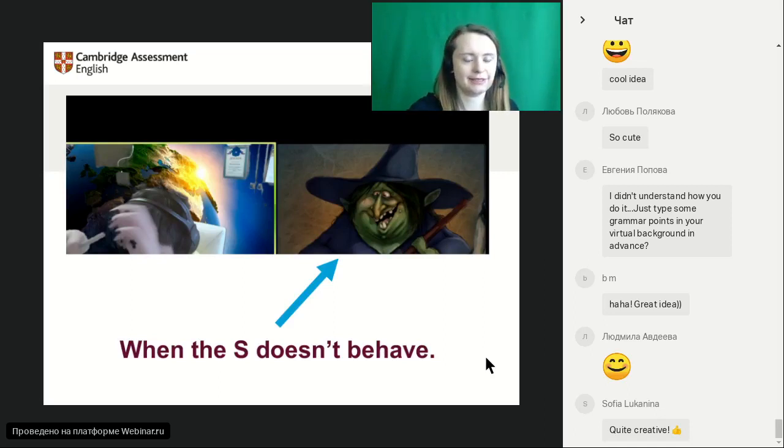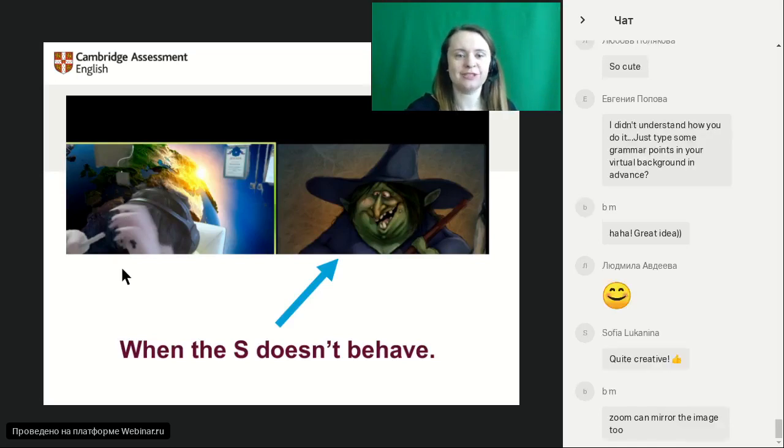This was actually yesterday's lesson. I added it to this presentation. My students started changing the backgrounds. Zoom can mirror the image too, absolutely. I just don't like the way Zoom does it because I look horrible. It also changes the proportions of your face, so be careful with that.